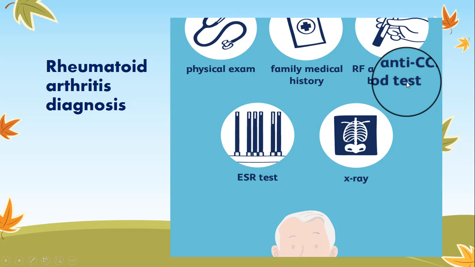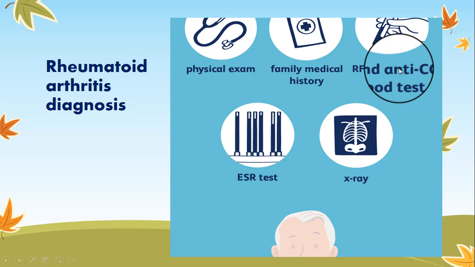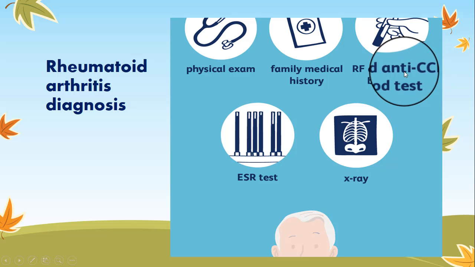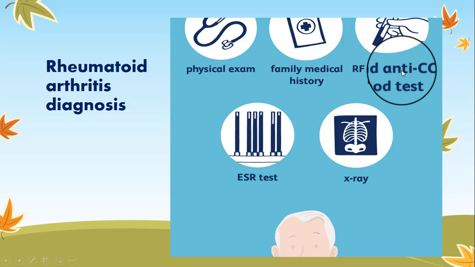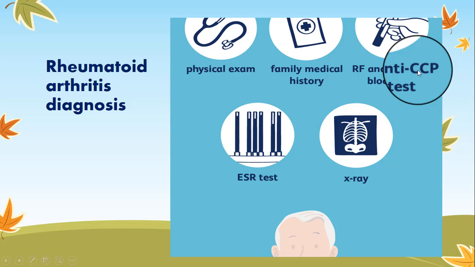The second blood test is the cyclic citrullinated peptide antibody test, that is anti-CCP. This test looks for an antibody that is associated with rheumatoid arthritis. So people who have this antibody usually have the disease, and this anti-CCP antibody is more specific for rheumatoid arthritis than the RF test.